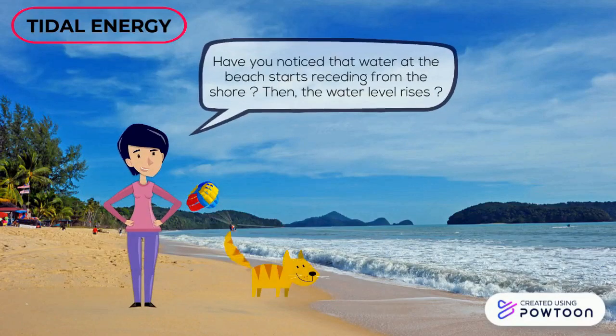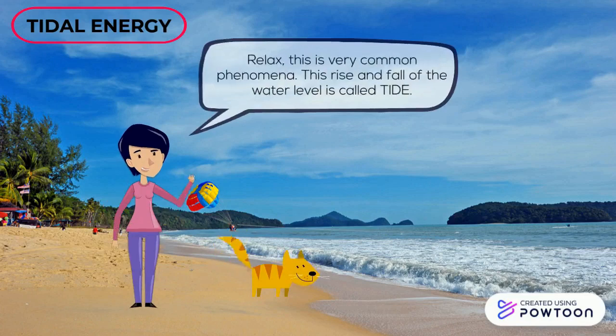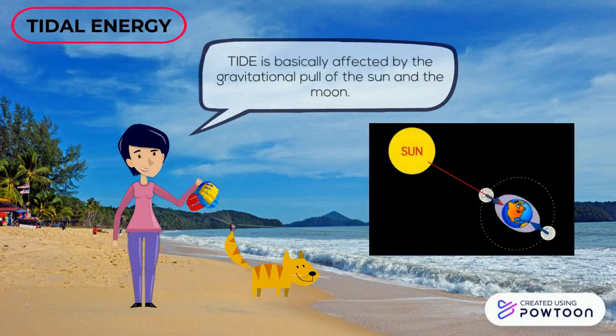Have you noticed that water at the beach starts receding from the shore? Then, the water level rises? So, why? Relax, this is a very common phenomenon. This rise and fall of the water level is called tide. Tide is basically affected by the gravitational pull of the sun and the moon.